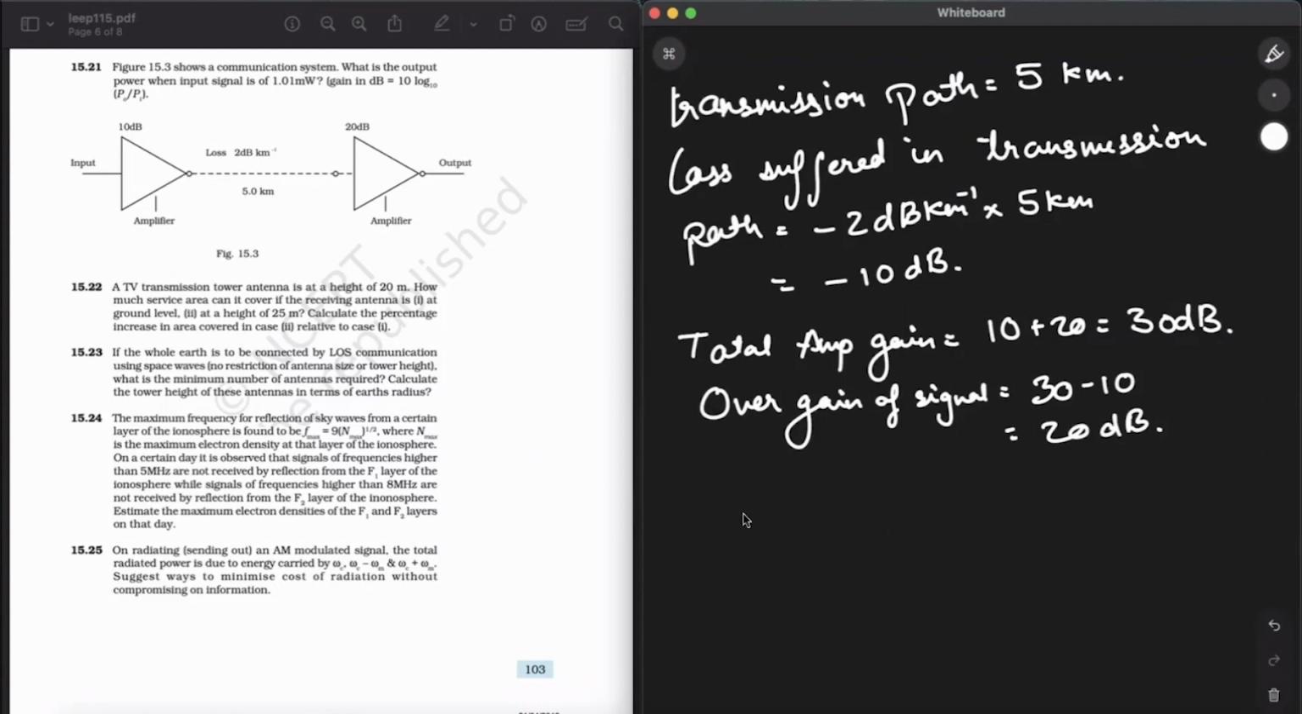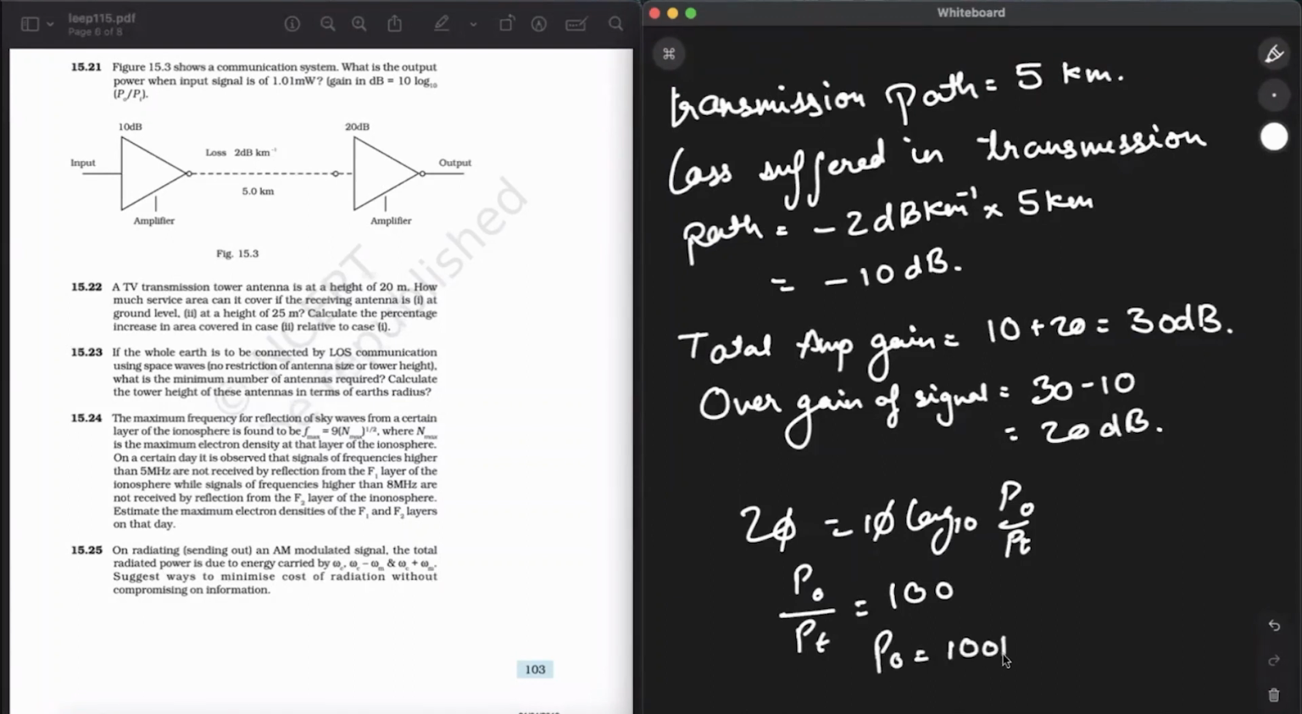Now, this 20 is equal to 10 log base 10 of P naught by PT. And this can be written as P naught by PT equals 10 to the power 2, that is, 100. Then P naught is equal to 100 PT. PT is given as 1.01 milliwatt. Then it will be 101 milliwatt.